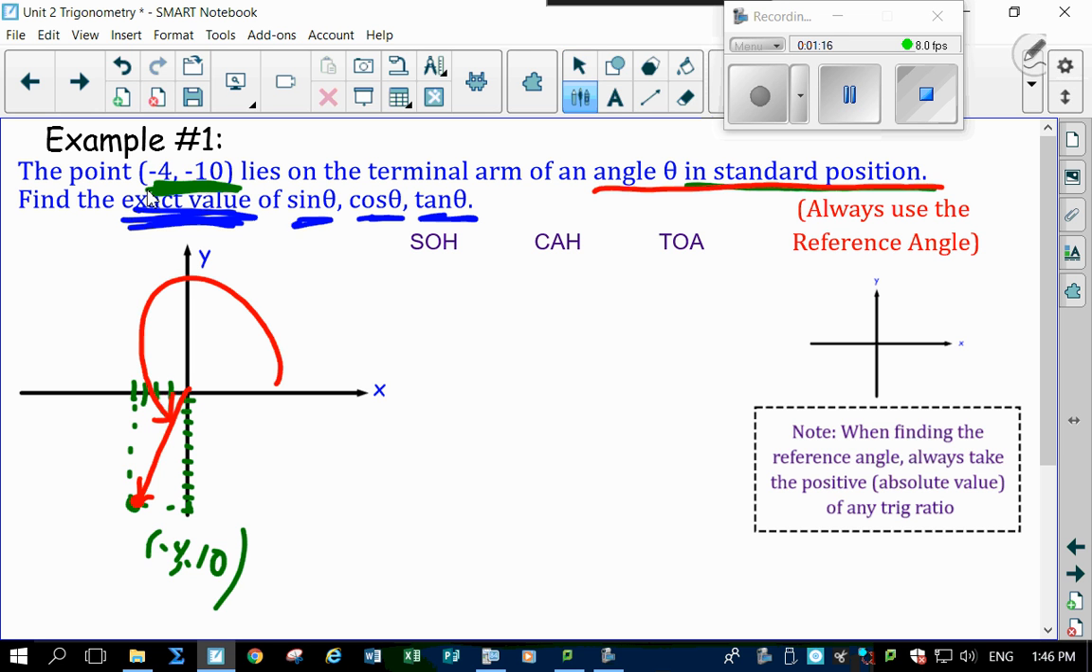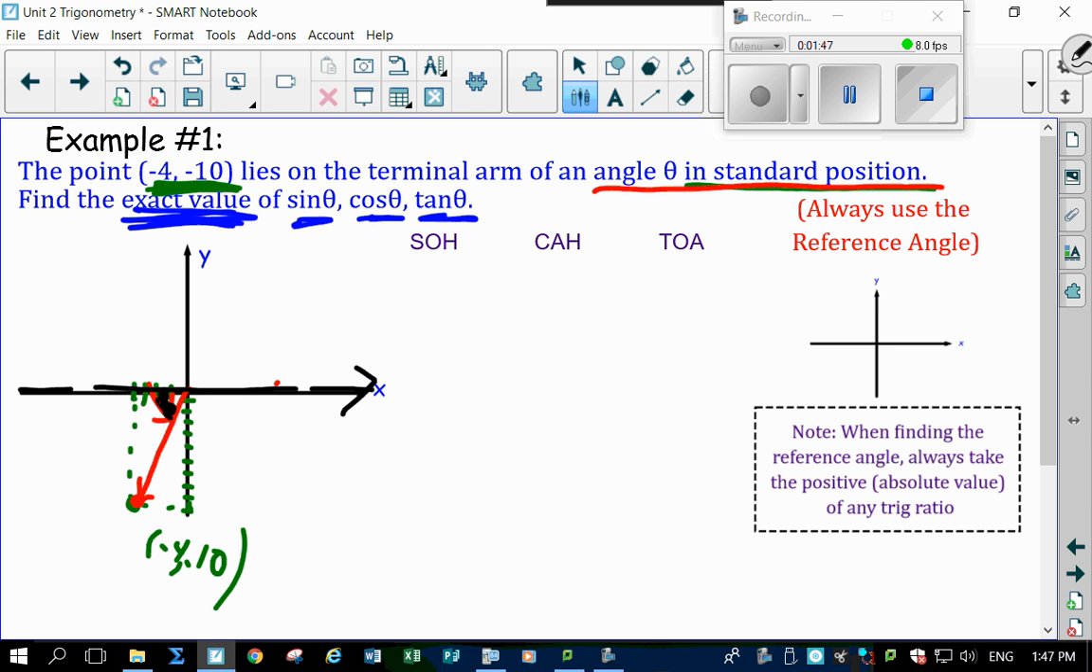One of the things that you have to remember is you have to always use the reference angle. And remember, the reference angle is always with the x-axis. Never forget that, all right? So there's my reference angle right here. Let's clean this up a little bit so I don't get confused between the standard position angle and the reference angle. So reference angle, this guy right down here. That's what we're after.